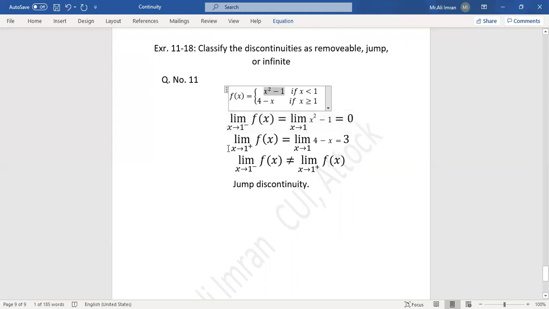Now we will find the right hand limit at x equal to 1. Limit x approaches 1 plus of f of x is equal to limit x approaches 1 of 4 minus x, which means we approach the limit for values of x greater than 1. For x greater than 1, the value of the function is 4 minus x. This is in simplified form. We put the value of x equal to 1 and get the value of the limit equal to 3. As the left hand limit at x equal to 1 is not equal to the right hand limit at x equal to 1, this type is called jump discontinuity.